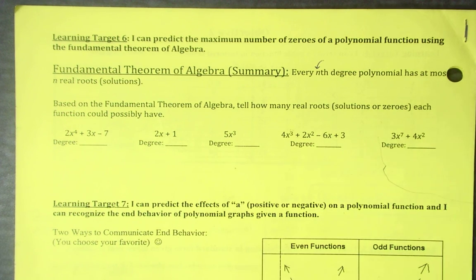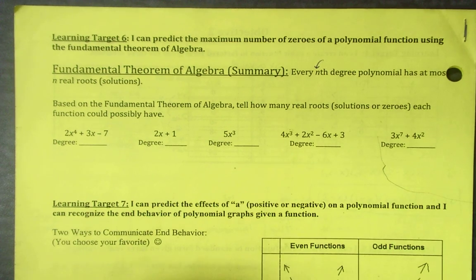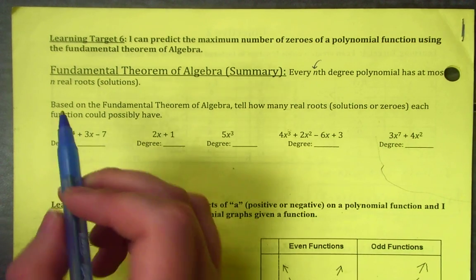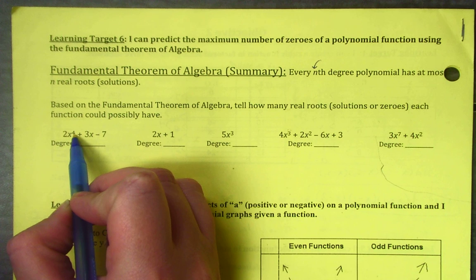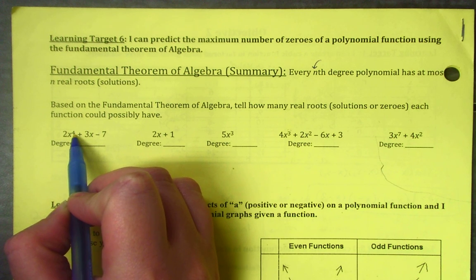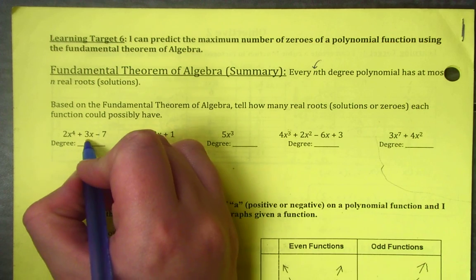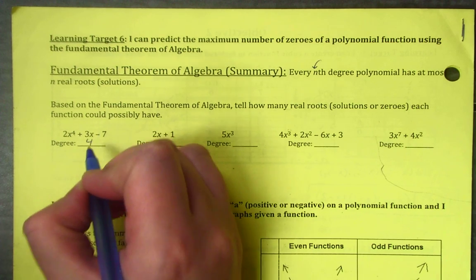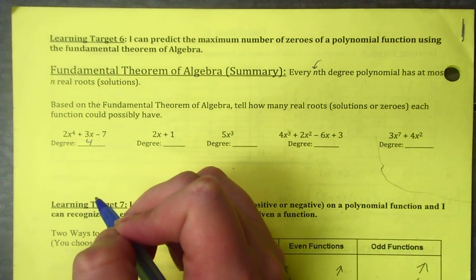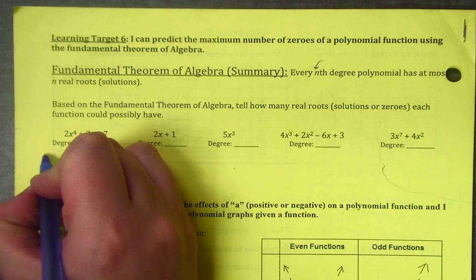So based on this fundamental theorem of algebra, tell how many real roots or solutions or x-intercepts each function could possibly have. Well, this polynomial has a degree of 4 because that is the term with the biggest degree. That's the degree of that term, 4. Which means that this polynomial could have at most 4 solutions.